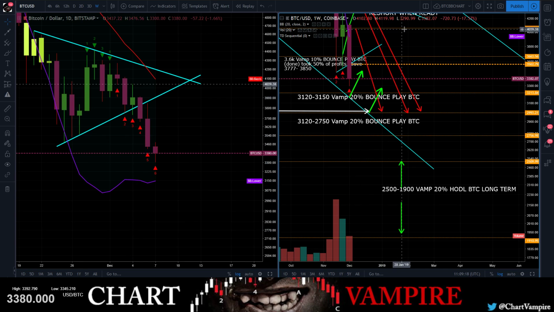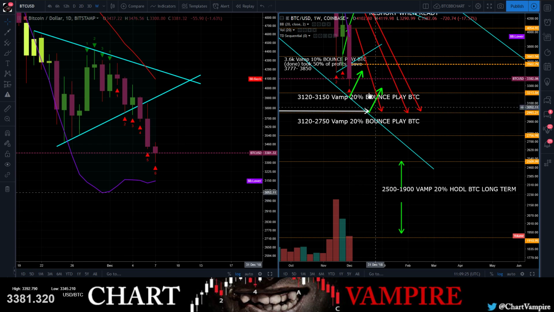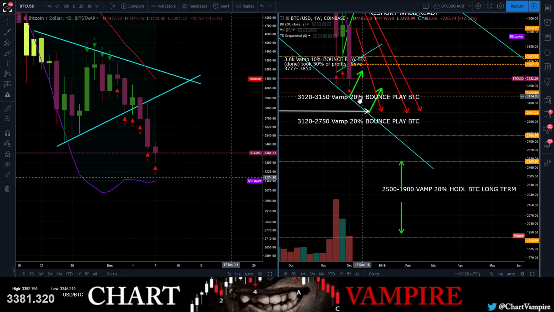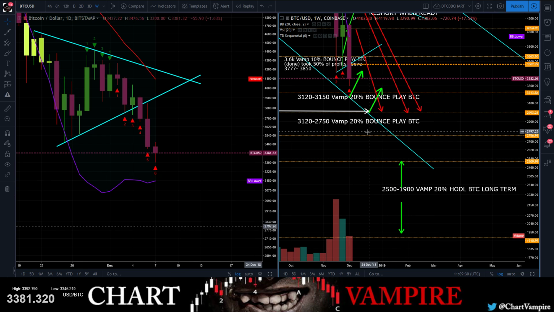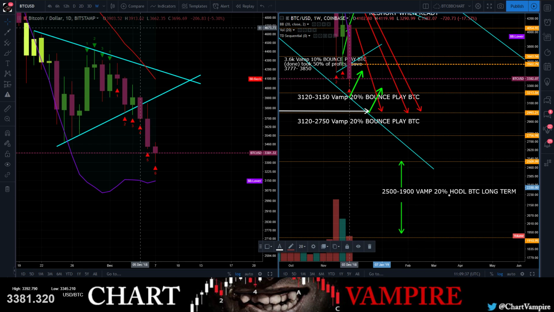Otherwise we're just going to ride this up and we're going to have to ride it back down. But that's fine too, because that's the chance we're taking right now. We're trying to take that chance to catch a nice little bounce. These are only bounce plays though. My loads are down here. I still think we're going all the way down here, and I think the NVT chart is going to take us all the way down into this range. So that's what I got.